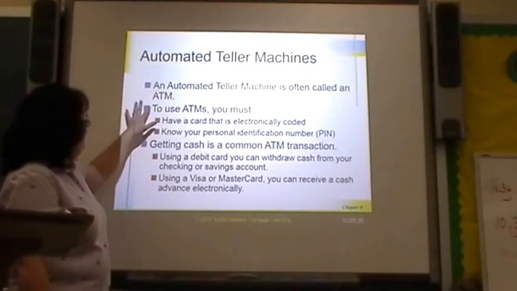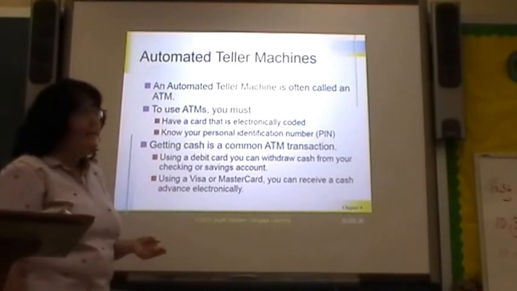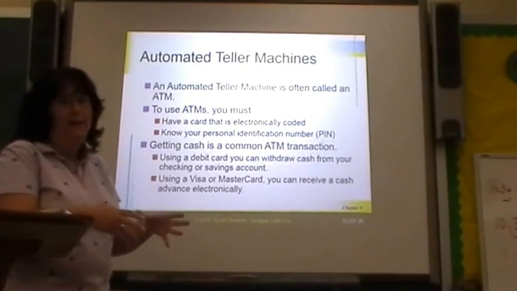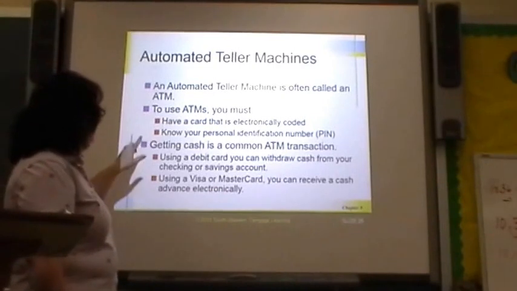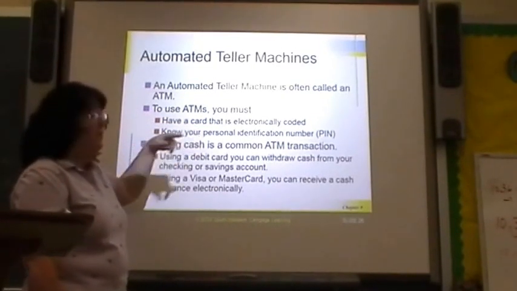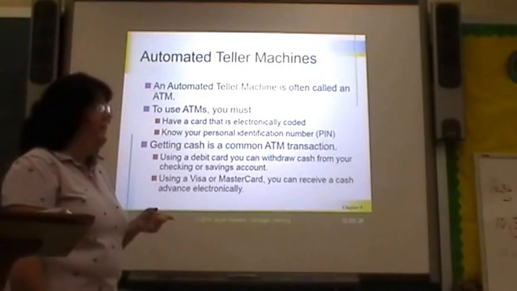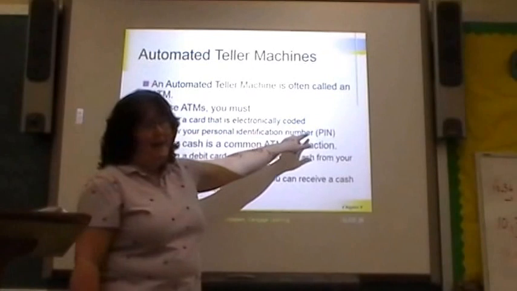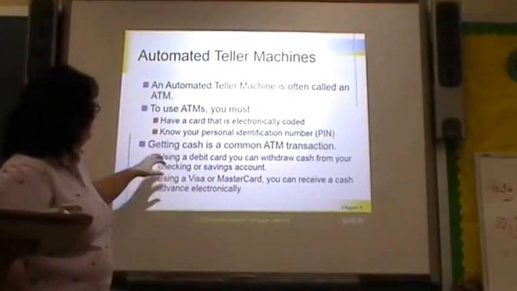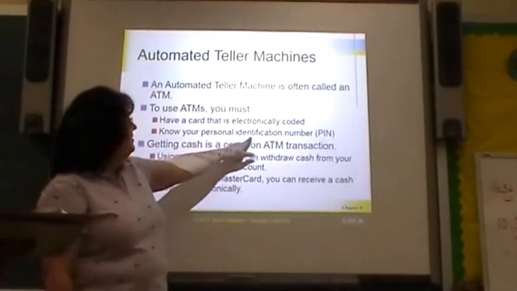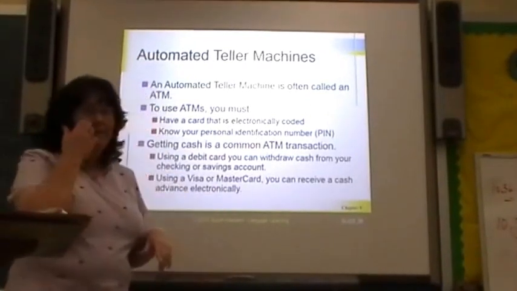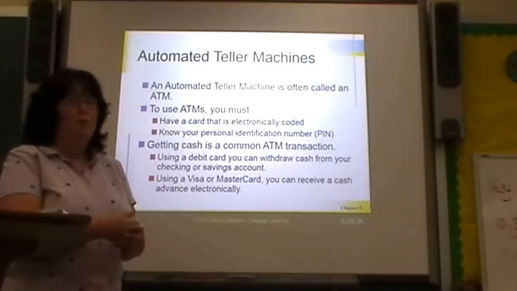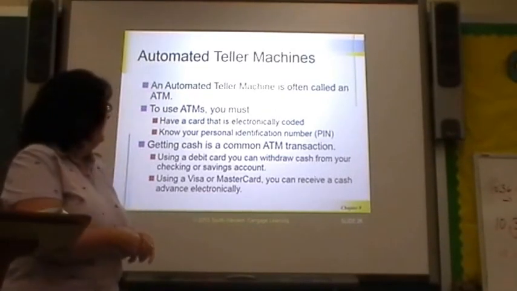Okay. Automated teller machines are often called an ATM. Instead of going to an actual person, a bank teller, you're letting the machine take care of the business for you. To use the ATM, you have to have the card. The card is electronically coded, and actually it's magnetic. Okay, if you've had me for science, you know about magnetism. Know your personal PIN number. You have to know that. That's a security thing to keep someone from using your debit card if you lose it or drop it.